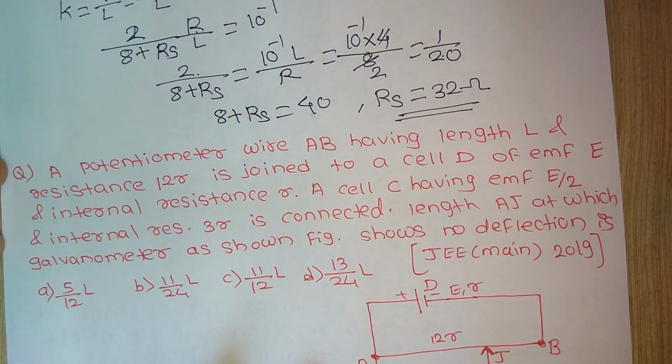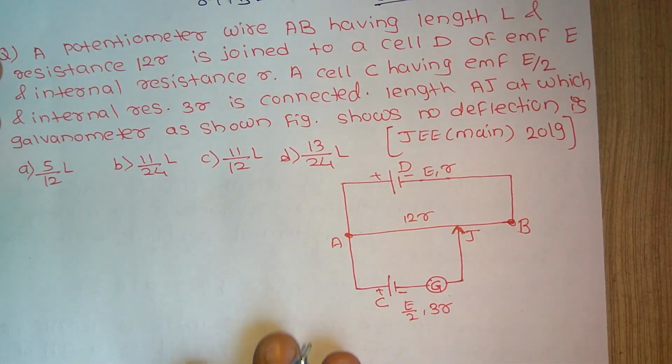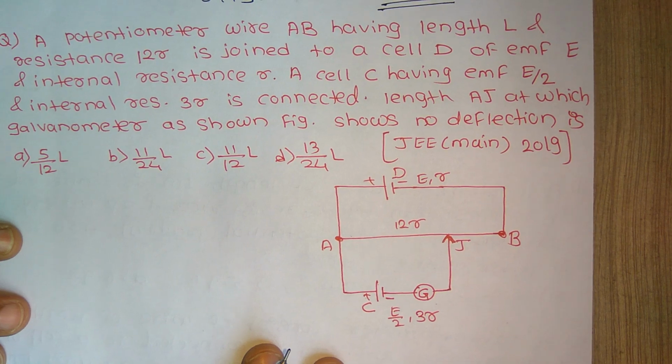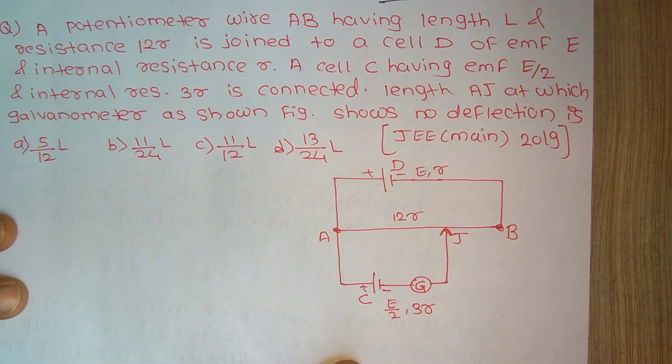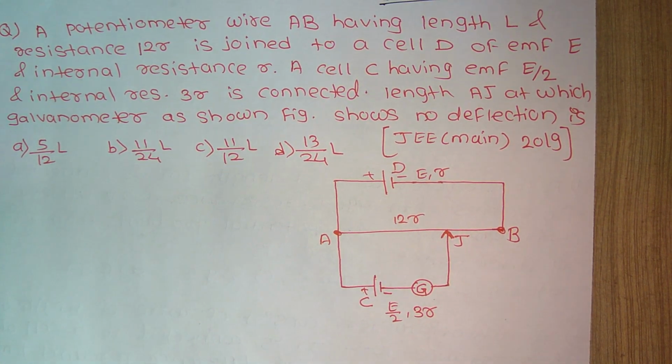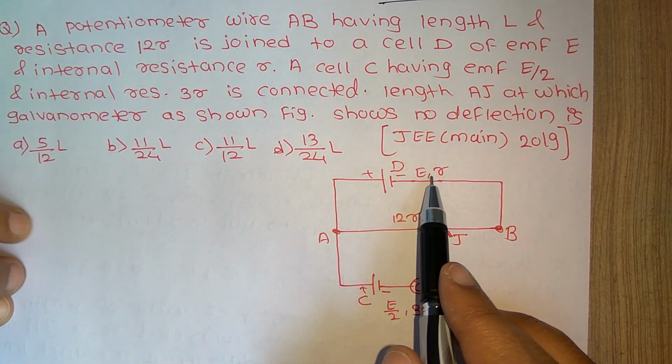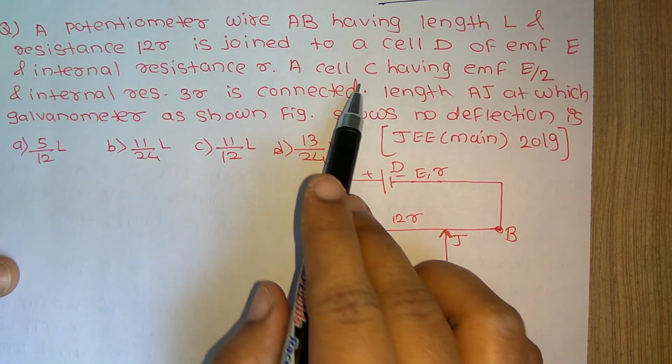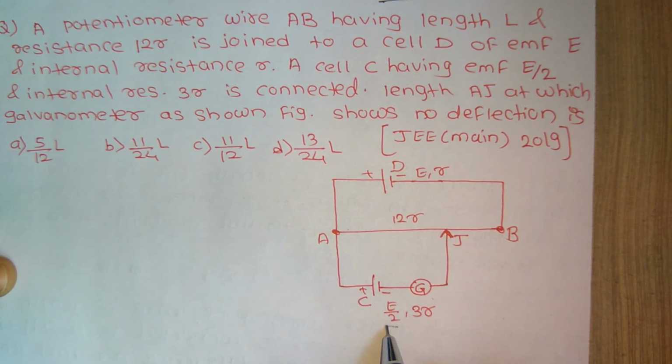Okay. Next we solve. A potentiometer wire AB having the length L and resistance 12R is joined to a cell D. Here is a cell D, EMF E and internal resistance r. A cell C having EMF E by 2 and 3r is connected.